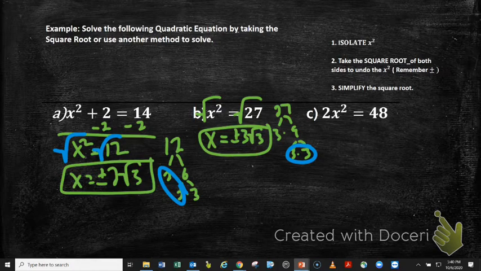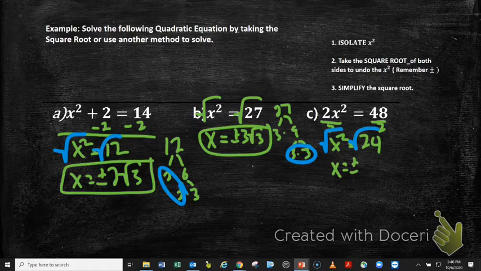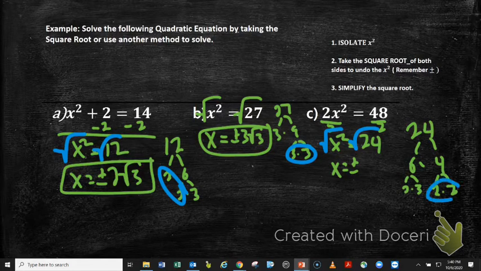Okay, and finally, we got this last one. We're going to start off by dividing by 2 on both sides. And we'll get x squared equals 24. And then I'm going to take the square root of both sides. And I get x equals plus or minus. I'm going to simplify the square root of this by saying 6 times 4, that's 2 times 2, that's 2 times 3. I want to group pairs. I got a pair of 2s there, so that's going to come out. And then what's left over is this 2 and this 3, which I got to multiply together to get 6.